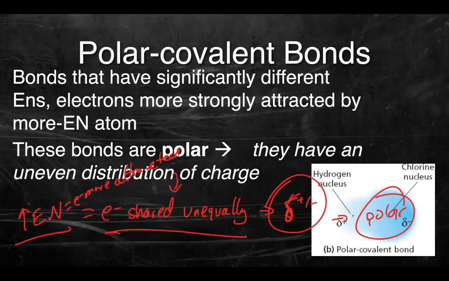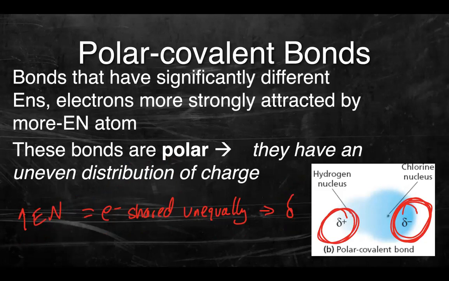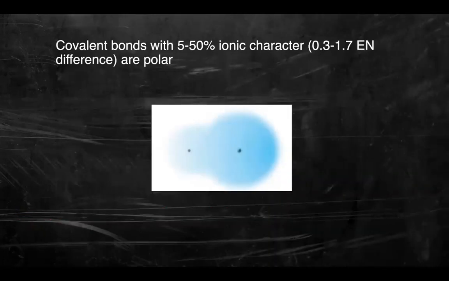which gives, try to get the writing out of the way. Okay, which means that the chlorine side is going to have a partial negative charge, and the hydrogen half is going to have a partial positive charge, leading to a polar bond. So this is for a difference in electronegativity values between 0.3 and 1.7. Again, remember, it's the difference in electronegativities. And so between 0.3 and 1.7, you're going to have between 5 to 50% ionic character. Again, I usually focus on the electronegativity difference.